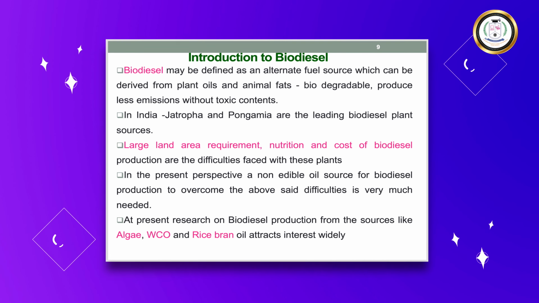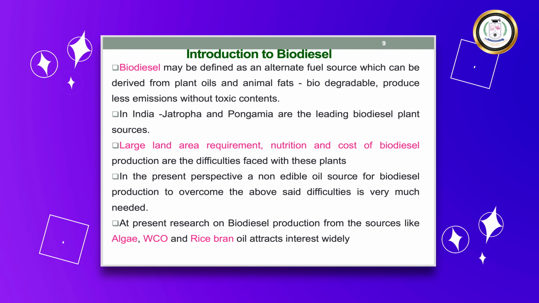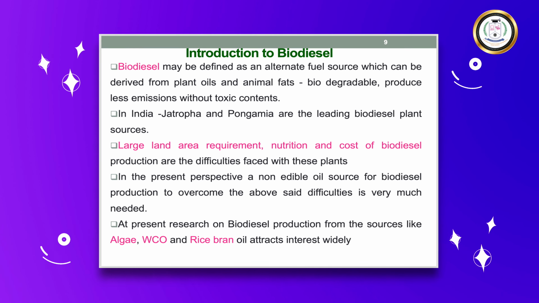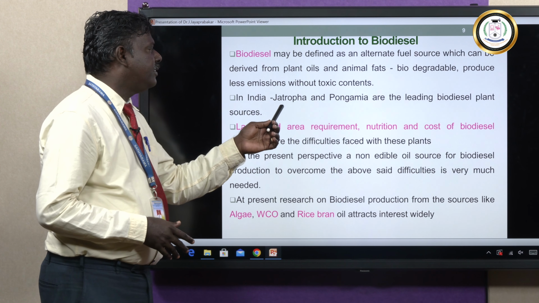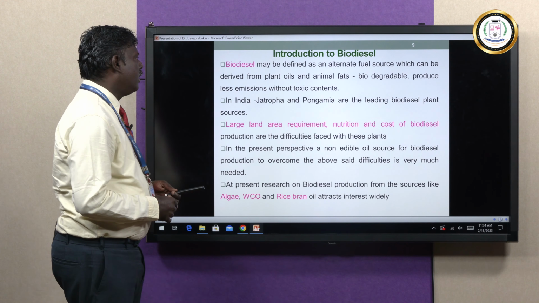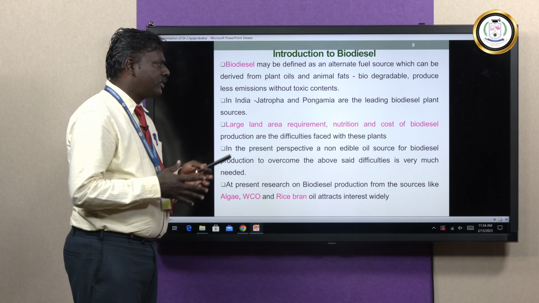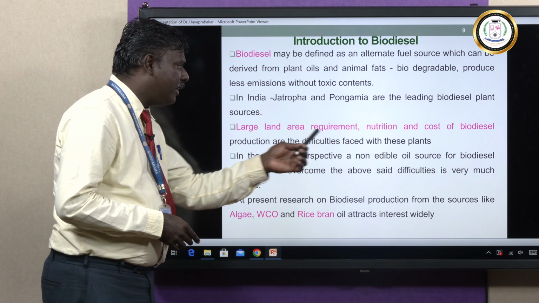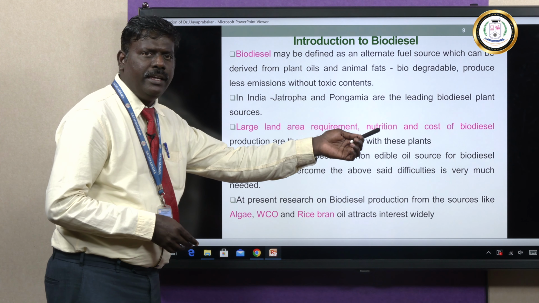But what happens with the normal or conventional biodiesel crops like Jatropha, Pongamia, Karanja, and others? They need a large land area, and you need to wait a long period to cultivate the seeds or whatever part of the plant is to be cultivated. You require large land, nutrition, and the total cost of biodiesel production are the difficulties we are facing with conventional biodiesel crops. In the present perspective, a non-edible source is required to overcome these difficulties: the land area requirement, nutrition, supply, cost and all.